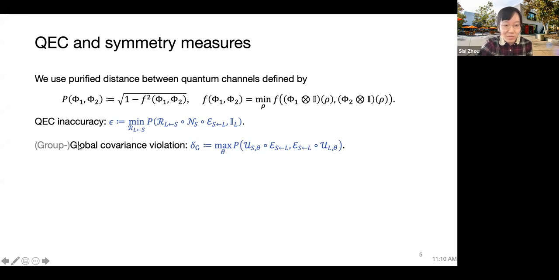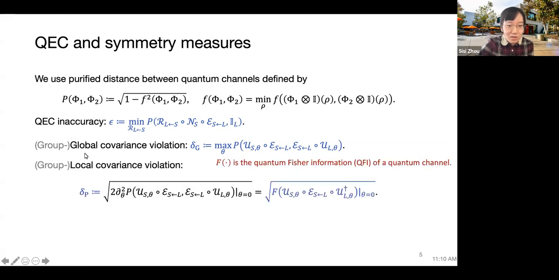Note that it is global in the sense of the group, not in the sense of spatial geometry. So we must be clear that global here means we are going to maximize this whole thing over all theta, on the entire group. We also have the local covariance violation, which is defined to be the derivative of this purified distance at the point theta equal to 0. Then we take the factor of 2 and the square root, just for simplicity of calculation. So this whole thing is equal to the square root of the quantum Fisher information of this quantum channel.